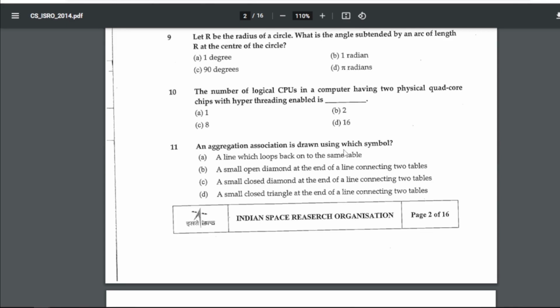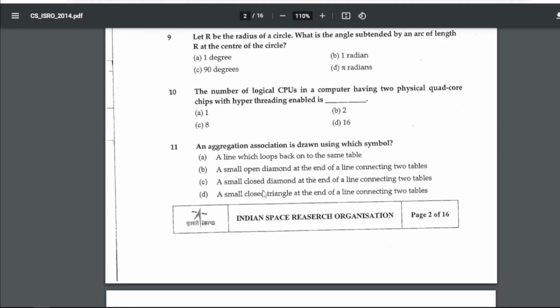Now let's continue with the next question, that is 11: an aggregation association is drawn using which symbol? For this our answer is B, that is a small open diamond at the end of a line connecting 2 tables. So B will be the answer.